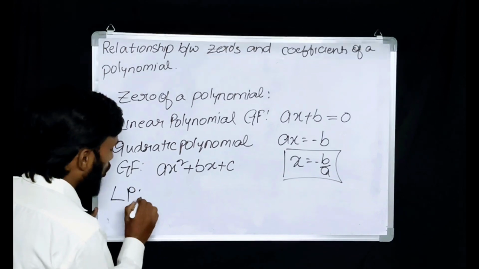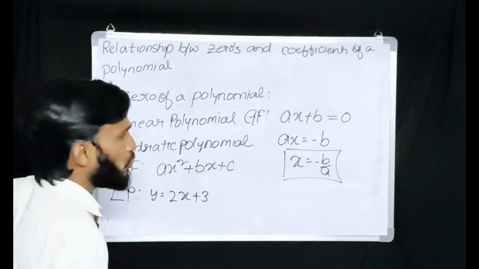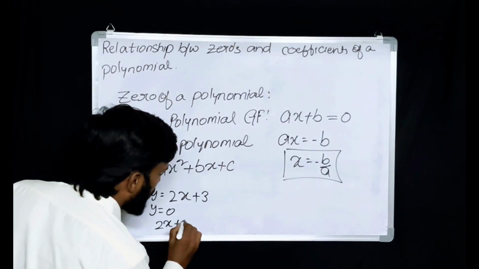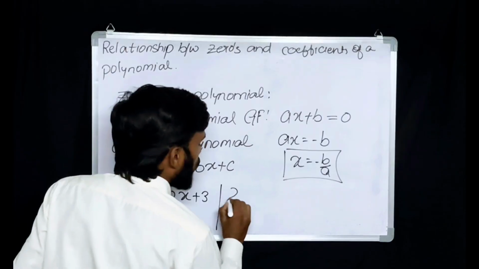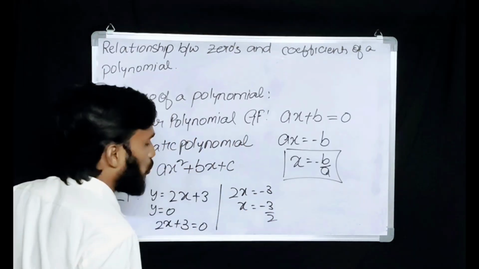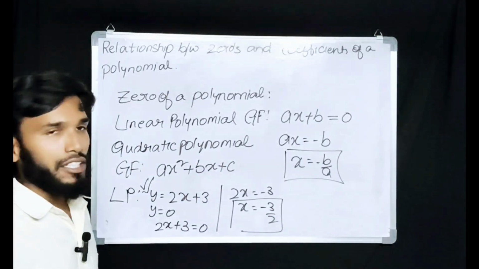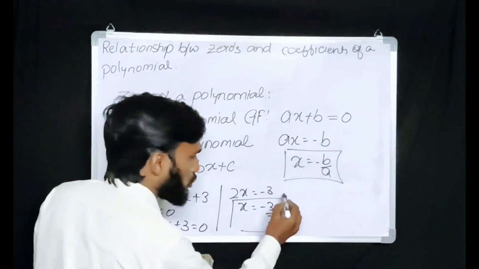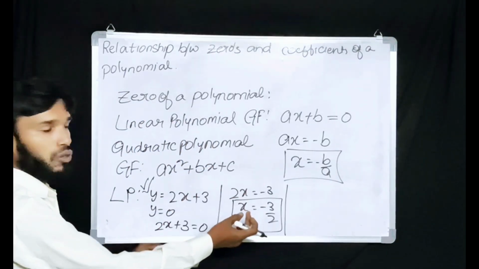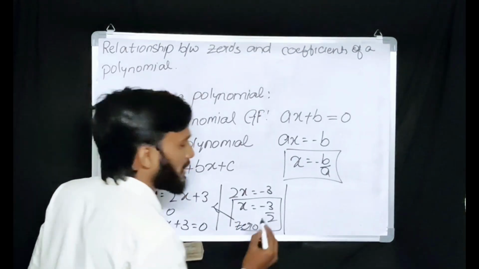As I said previously, for the linear polynomial, take y is equal to 2x plus 3. Now, what to do? Equate this polynomial to 0. Then 2x plus 3 is equal to 0, 2x is equal to minus 3, x is equal to minus 3 by 2. When you substitute this x value in the polynomial, if the polynomial becomes 0, that means this is the zero of this polynomial. Now let us see.